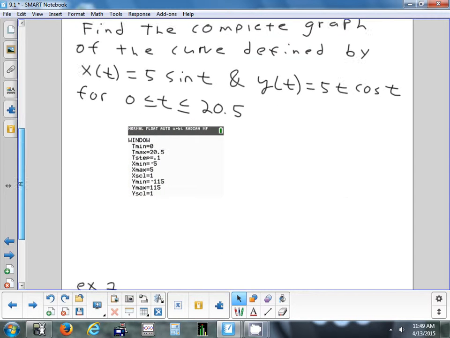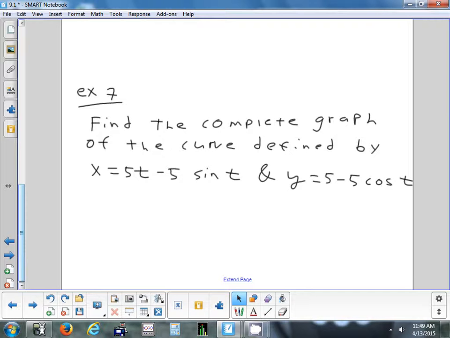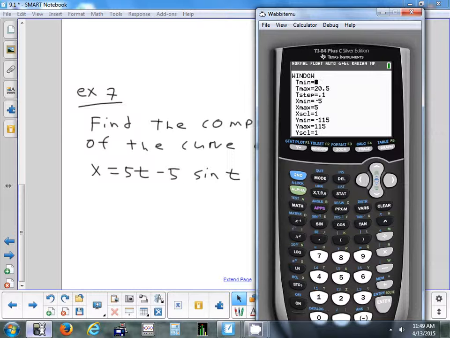Number 6 and number 7. All right, so number 7, we've got 5t minus 5 sine t. You've got a variable that's not in the trig function. That could get very, very big. We don't know how big. Depends on the parameter. Let's just try graphing this from 0 to 30, just to give me a limit.